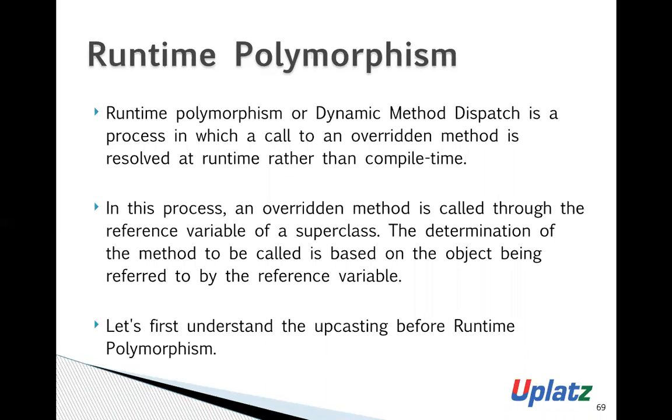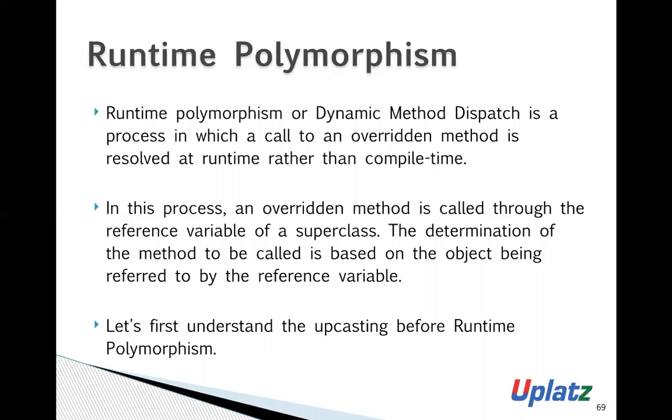Runtime polymorphism, or dynamic method dispatch, is a process in which a call to an overridden method is resolved at runtime rather than compile time. When a call to a method is resolved at runtime, then runtime polymorphism happens. In this process, an overridden method is called through the reference variable of a superclass. The determination of the method to be called is based on the object being referred to by the reference variable.